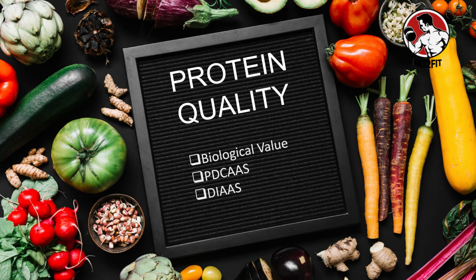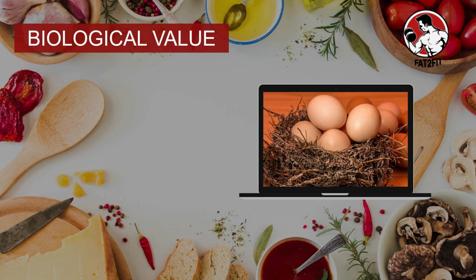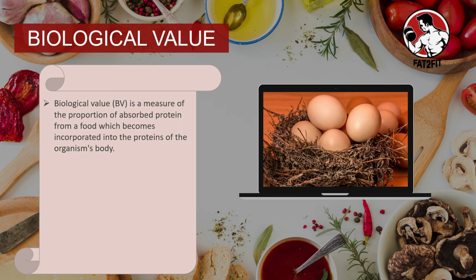Let us illustrate a few of them, like the biological value, DIAAS and PDCAAS. The biological value. The biological value indicates how much of the protein eaten can theoretically be converted into the body's own protein. Biological value is a measure of the proportion of absorbed protein from a food which becomes incorporated into the proteins of the organism. It captures how readily the digested protein can be used in protein synthesis in the cells of the organism.